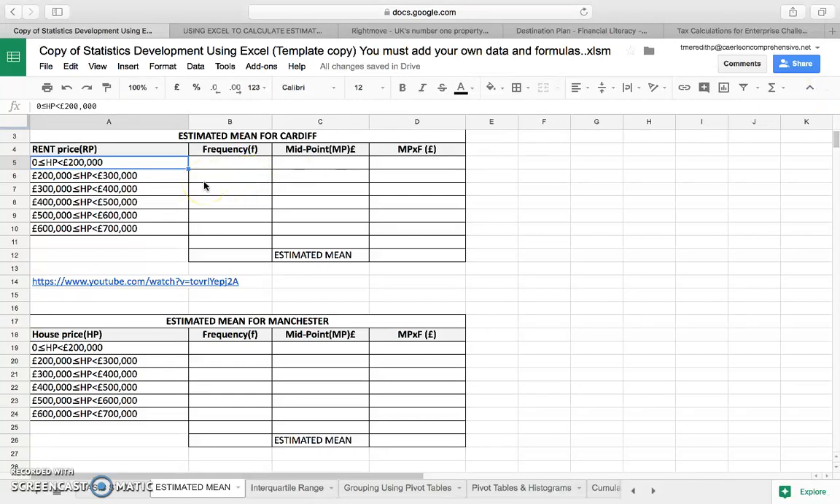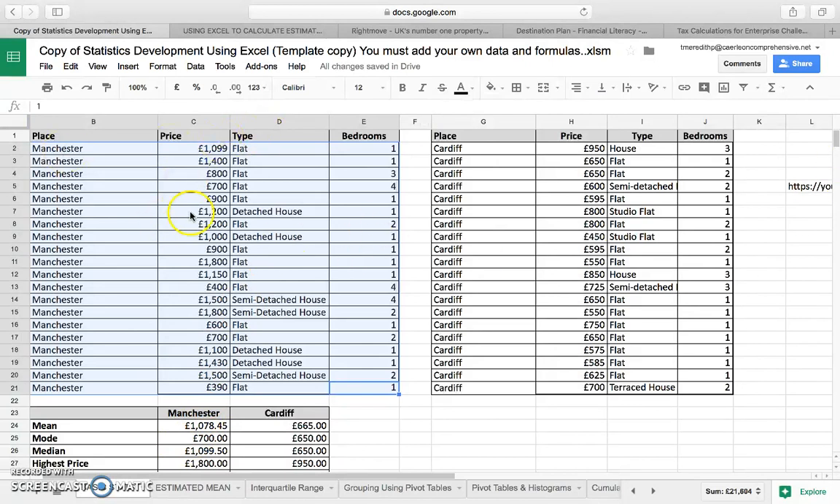Okay, so part of the level three skills is looking at analysing data when you group it together. So what we're going to look at doing now is calculating the estimated mean through grouping data. You need to follow this tutorial pretty closely and then adapt it to the figures that you've got. First thing you need to do, I'm on the estimated mean tab here, is go back to your basic stats and you would have completed these.